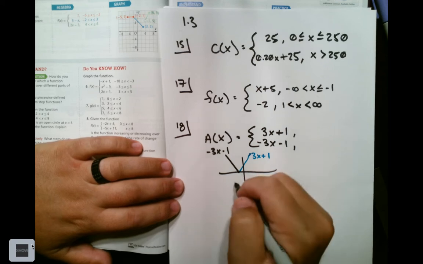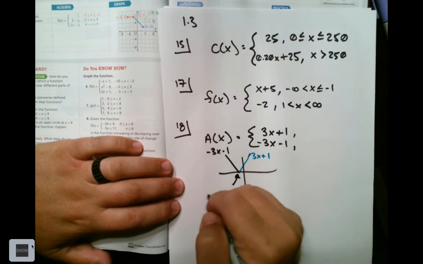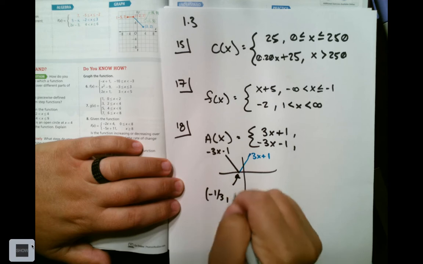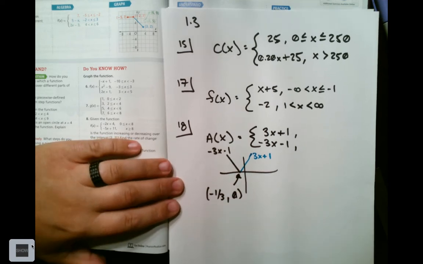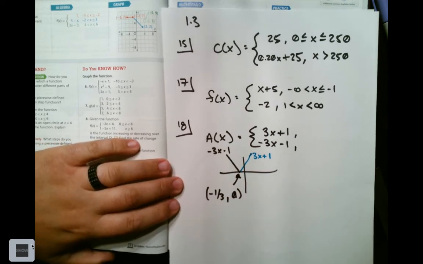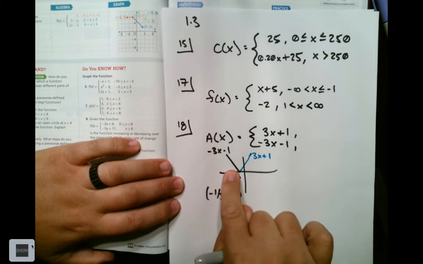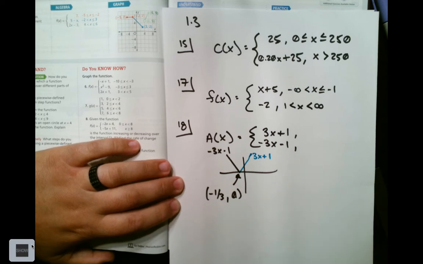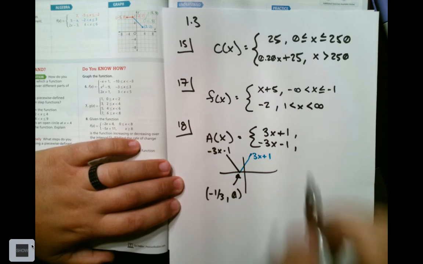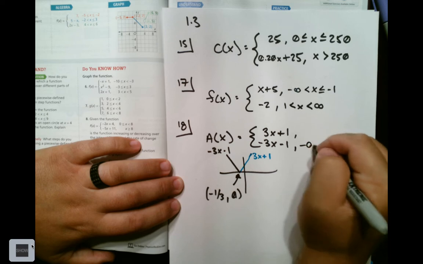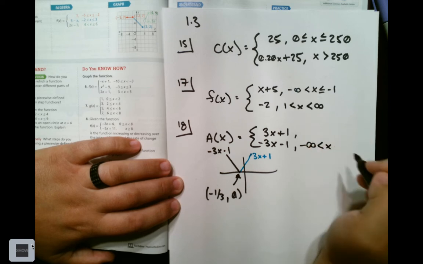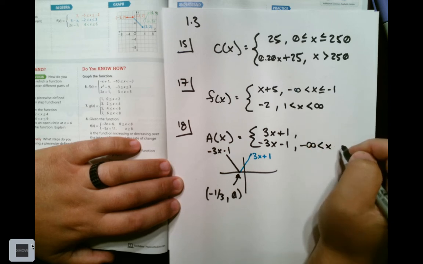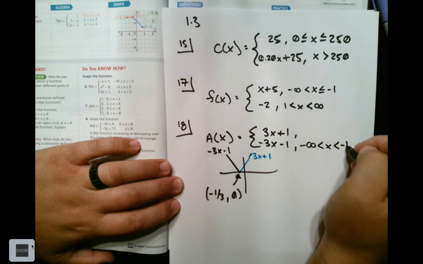So if this vertex is at negative 1/3 comma 0, I can create my domain for each of those. So let's talk about the black function first. It looks like it exists everywhere to the left of negative 1/3. So for my black function, it's going to be negative infinity is less than x, which is less than negative 1/3.